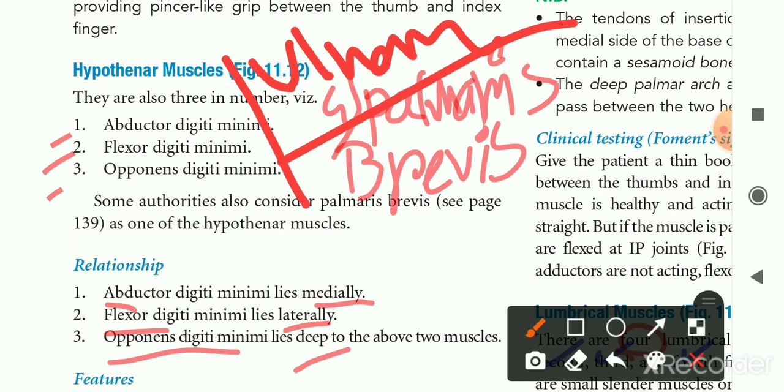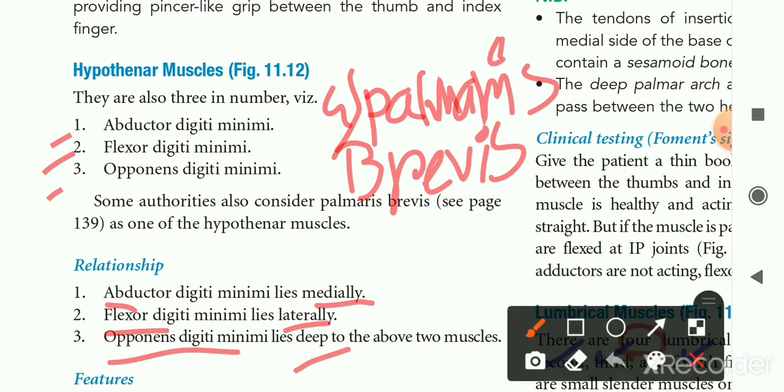Now come to the action. The action is very easy. Abductor digiti minimi will cause abduction of the little finger. Flexor digiti minimi will cause flexion of the little finger. Opponens digiti minimi will cause the opposition movement of the digiti minimi, or little finger.